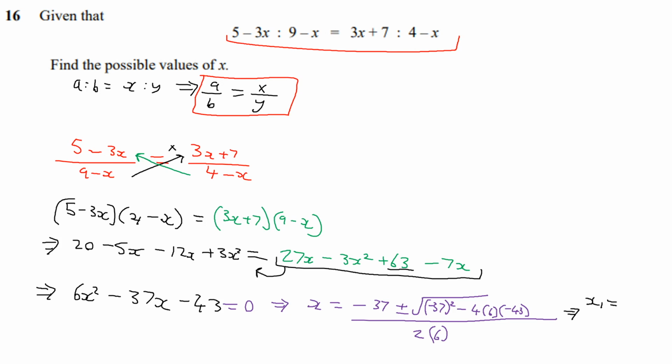x1 is equal to 43 over 6. And x2 should be equal to minus 1. And those are the possible values of x.